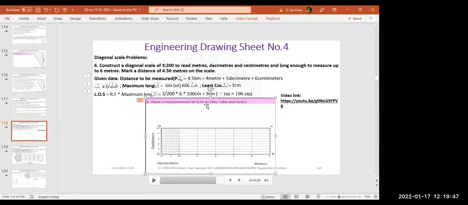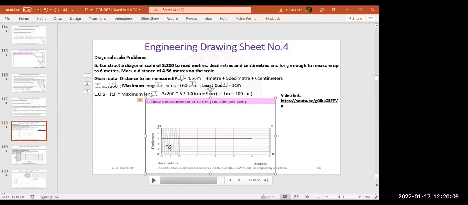Now you have to measure 4.56 meters. So already you know 4. So on this 4 line, next is the 5th. On the bottom, this is the 5th. So I can't show. Okay. So see here, how to mark the point: this is my 4th.